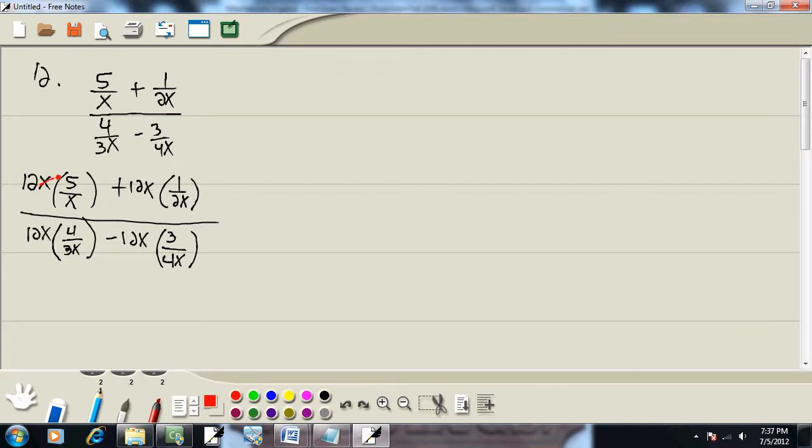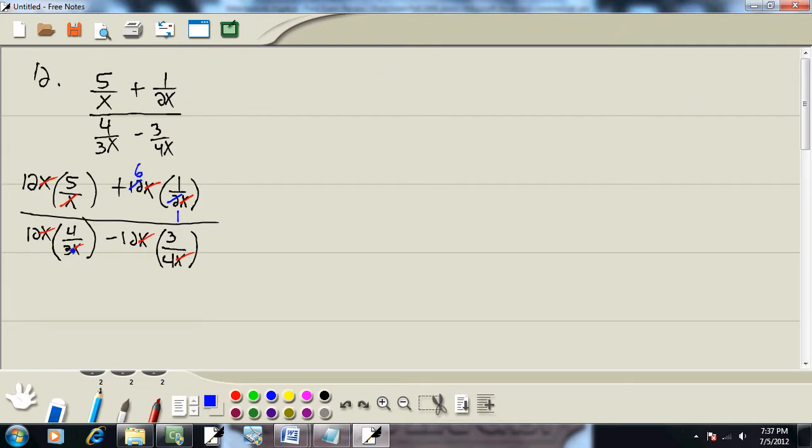Okay. This x here cancels with that x. This x cancels with this x. This x cancels with this x. And this x cancels with this x. So the x's are all gone. Now number-wise, here we got 2 and 12. They're both divisible by 2. 2 divided by 2 is 1. 12 divided by 2 is 6.